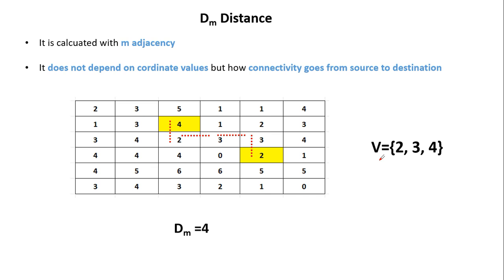Next is the DM distance. It is calculated with M adjacency. It does not depend on coordinate values, but on how connectivity goes from source to destination. Here we need to find the M distance between these two pixels, which are indicated in yellow color. Here we need to consider V equal to 2, 3, 4.